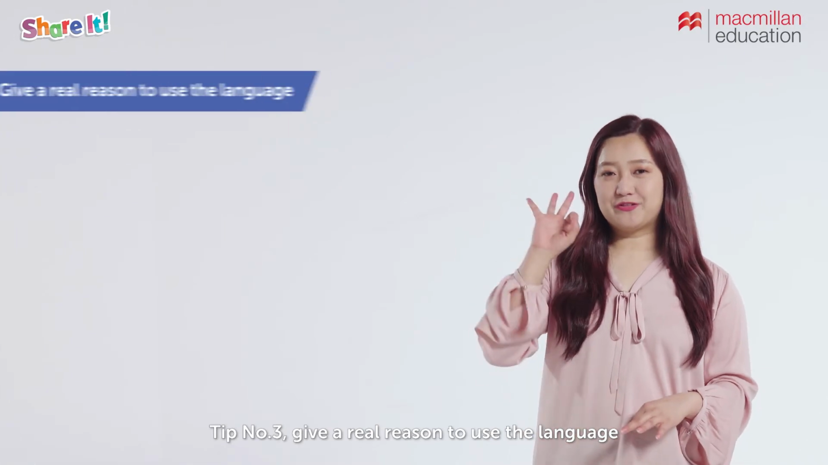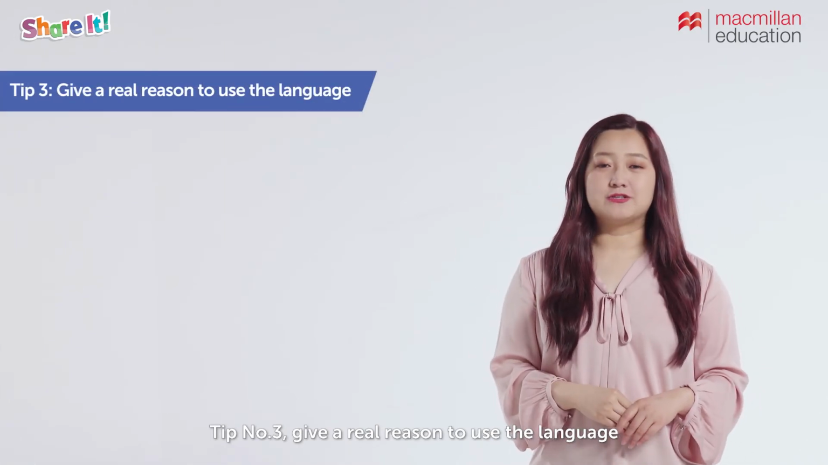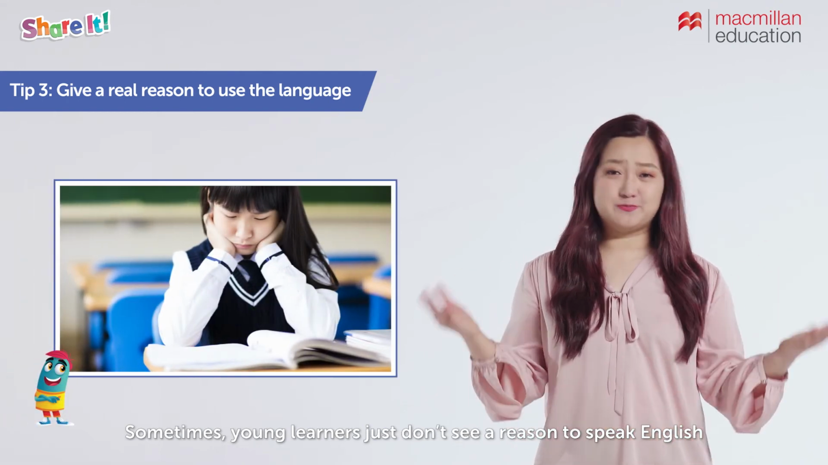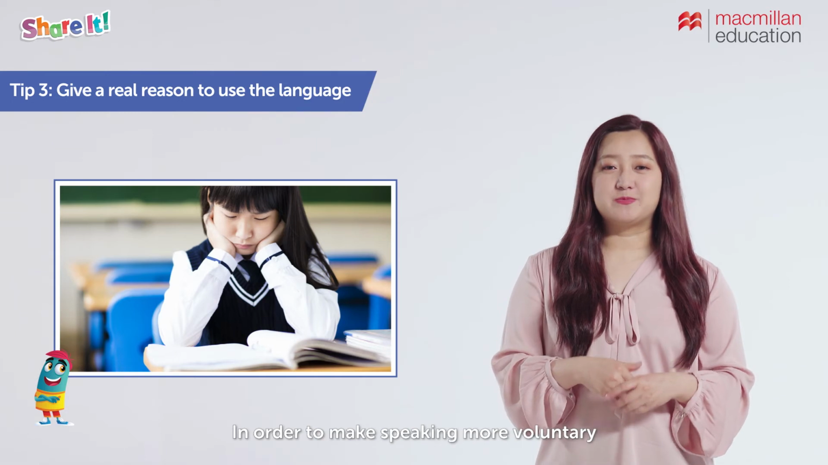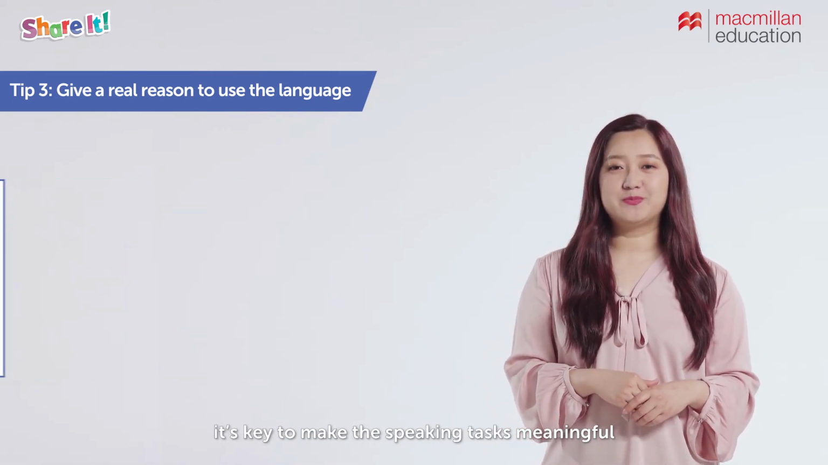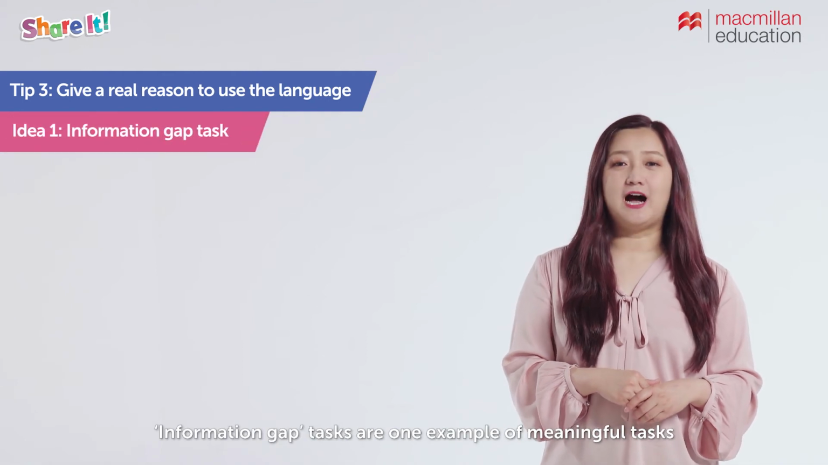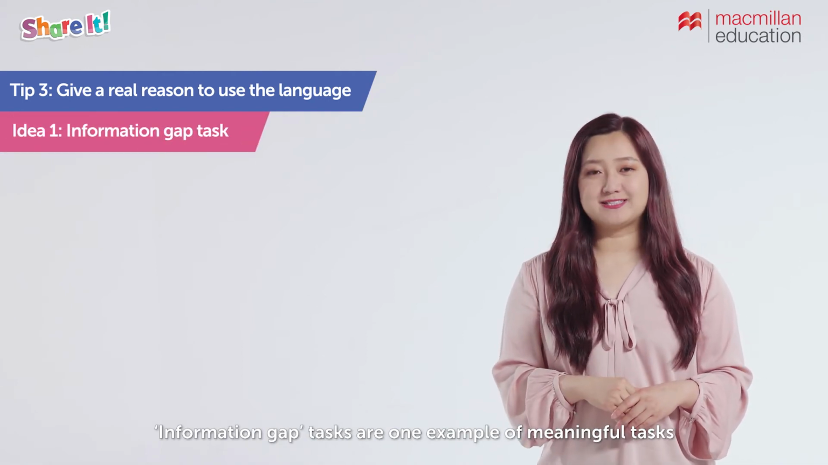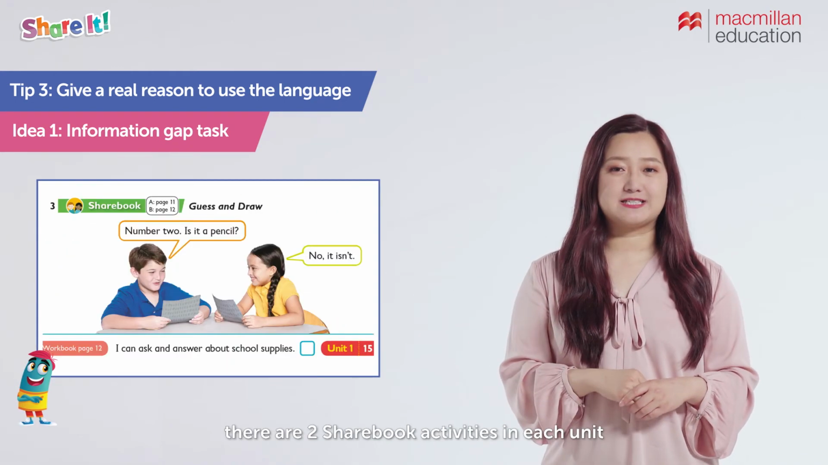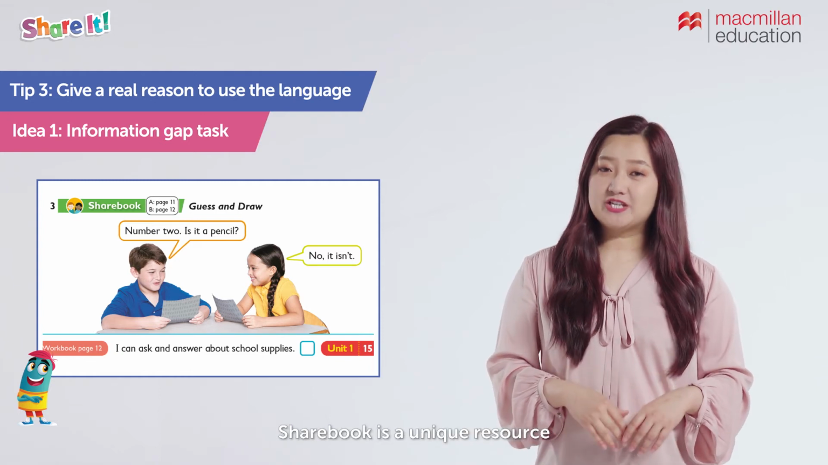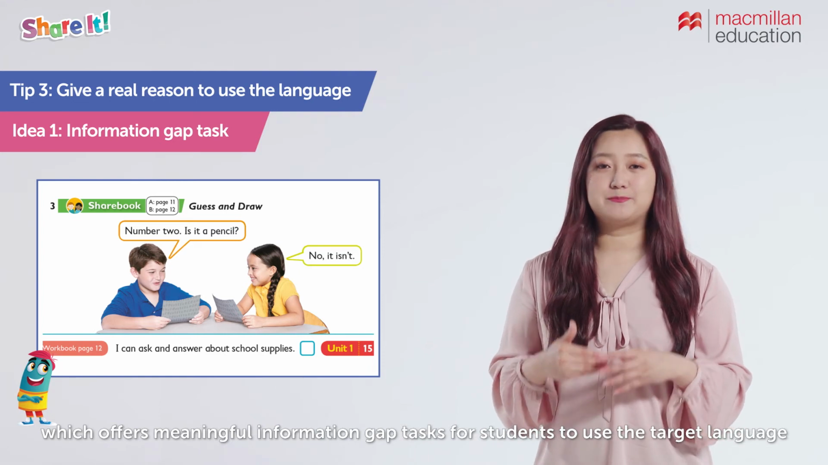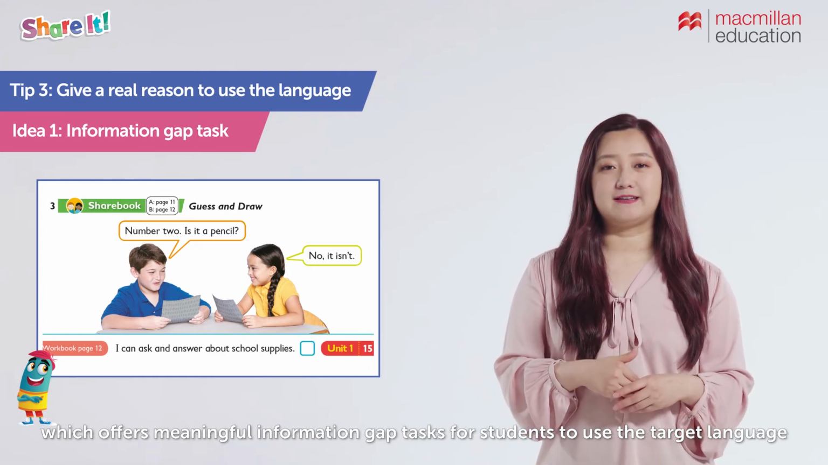Tip number 3. Give a real reason to use the language. Sometimes young learners just don't see a reason to speak English. In order to make speaking more voluntary, it's key to make the speaking tasks meaningful. Information gap tasks are one example of meaningful tasks. For example, in Share It, there are 2 Sharebook activities in each unit. Sharebook is a unique resource which offers meaningful information gap tasks for students to use the target language.